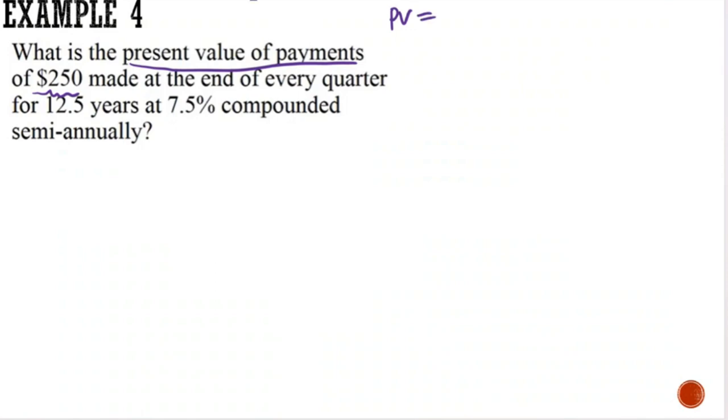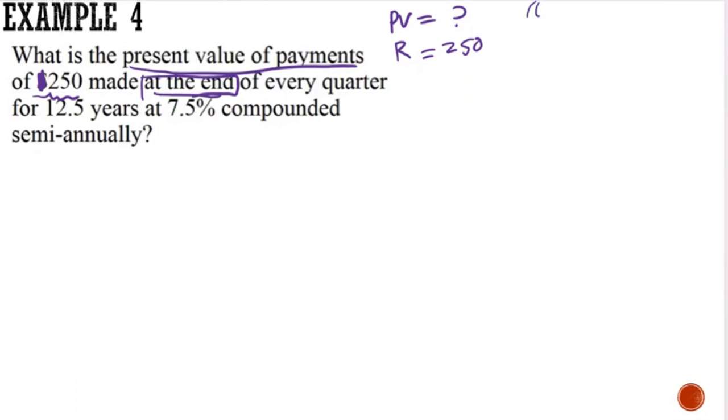They are asking for the present value. You don't know the present value. The payments are equal to 250, and they are made at the end of every quarter. The word "end" is the keyword telling you that you are working with an ordinary annuity. If it said the payments are made at the beginning of the period, that would be an annuity due. So you can know which formula to use. It's an ordinary annuity because the payments are made at the end of every quarter.